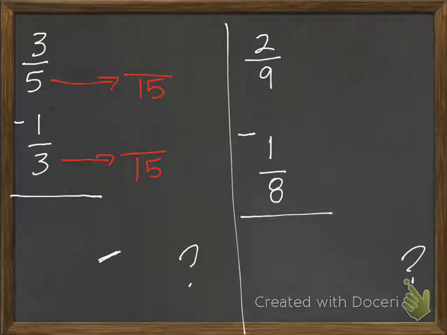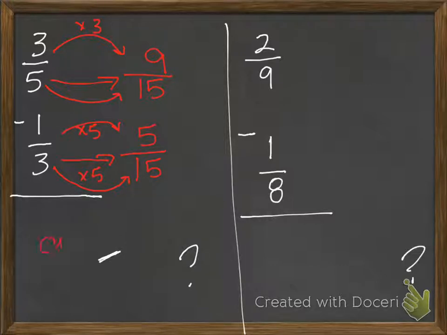Okay, to find the numerator, we have to say 5 times what equaled 15. We had to multiply it by 3, so we have to do that to the top. 3 times 3 is 9. Now down here, 3 times what is 15? 3 times 5, have to do it to the top. 1 times 5 is 5.